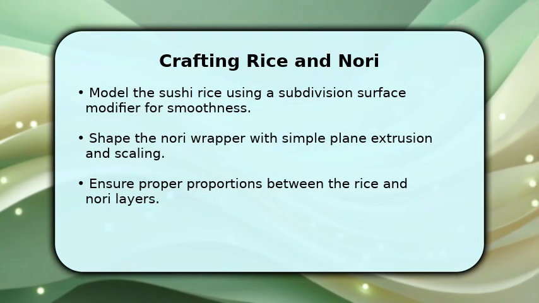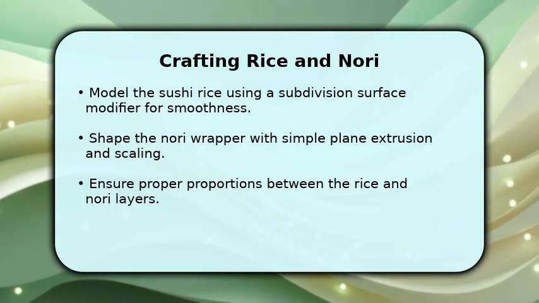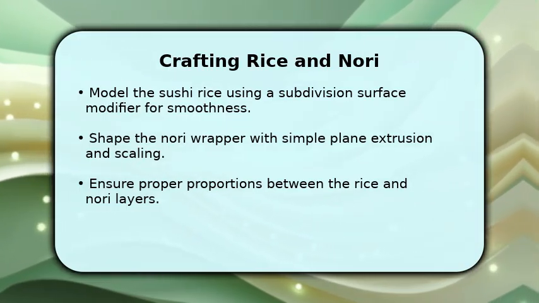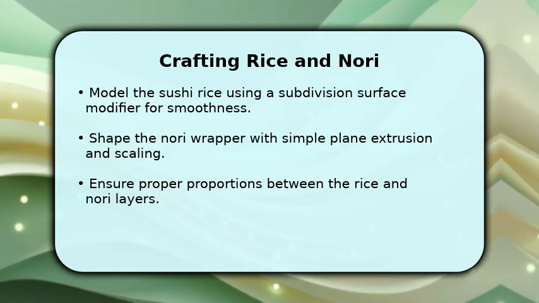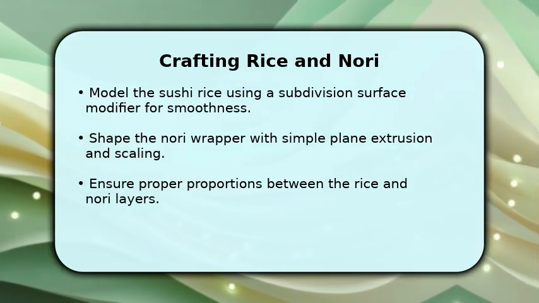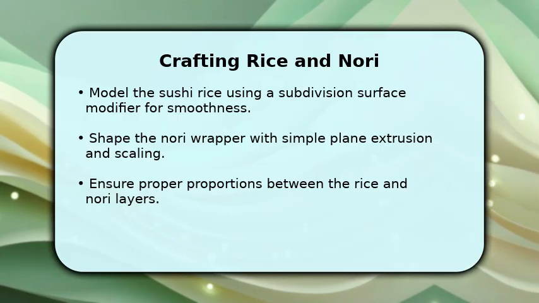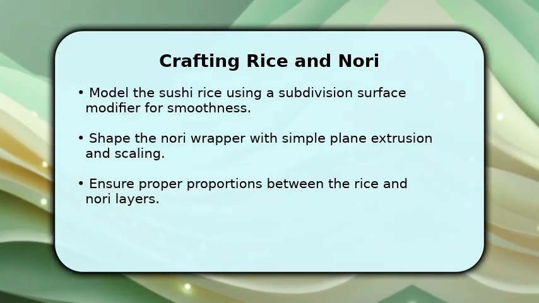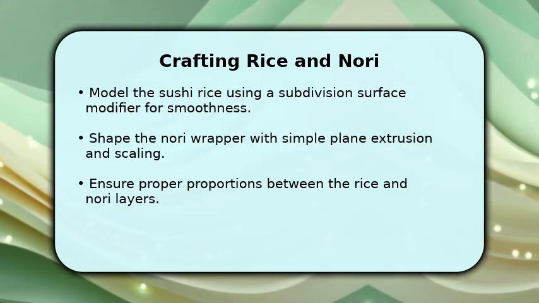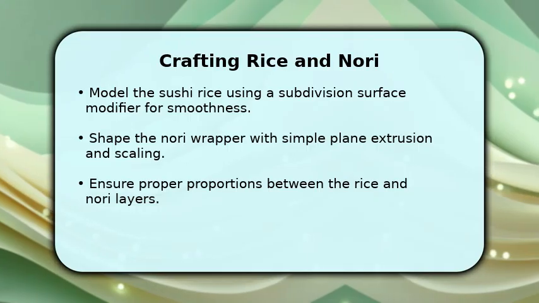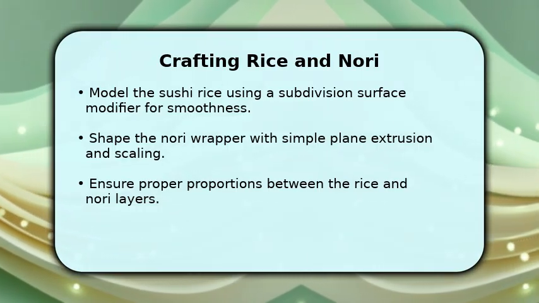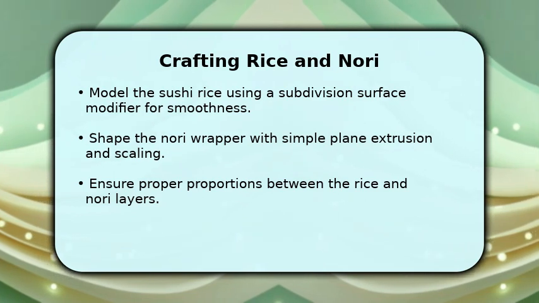Next, let's focus on crafting the core components, the rice and nori. For the rice, we will use a basic cylinder and apply a subdivision surface modifier to achieve a smooth, rounded appearance, then sculpt individual grains. The nori will be created from a simple plane, extruded and scaled to form a thin, rectangular wrap. Pay close attention to maintaining realistic proportions, ensuring the nori perfectly encases the rice base.